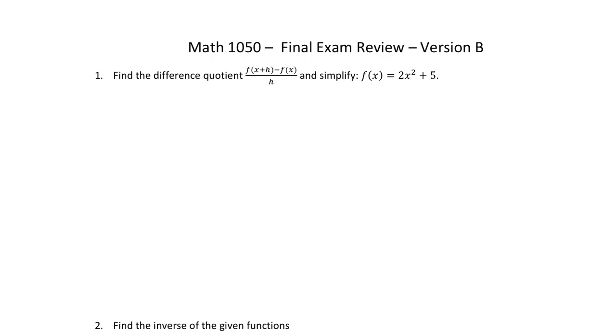So I'm going to first evaluate f of x plus h. I'm going to rewrite this function, and anytime there's an input, that becomes an empty parenthesis. And that empty parenthesis is filled with the input x plus h. And then if you simplify, x plus h to the second power is x squared plus 2xh plus h squared. And then distribute the 2.